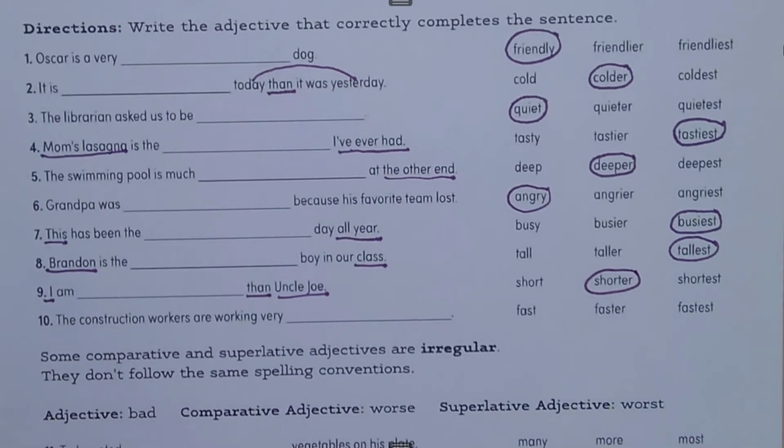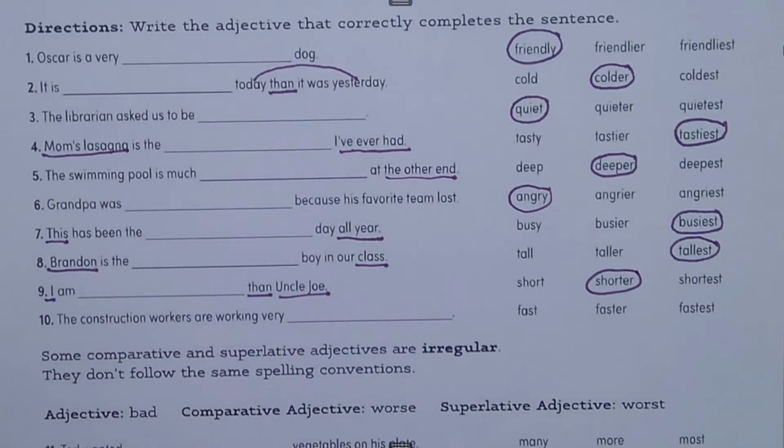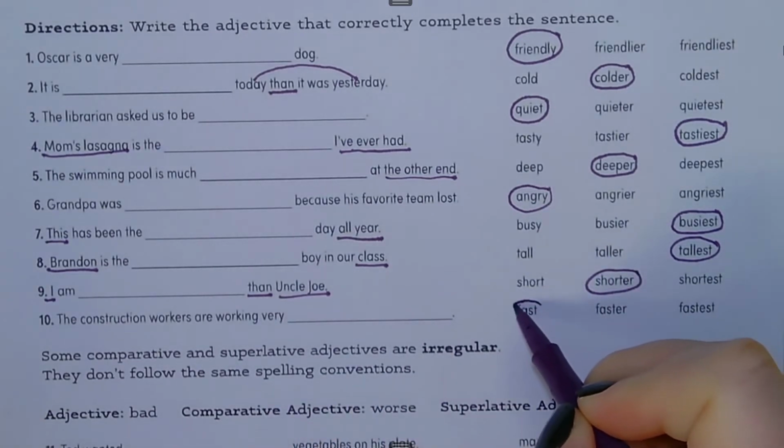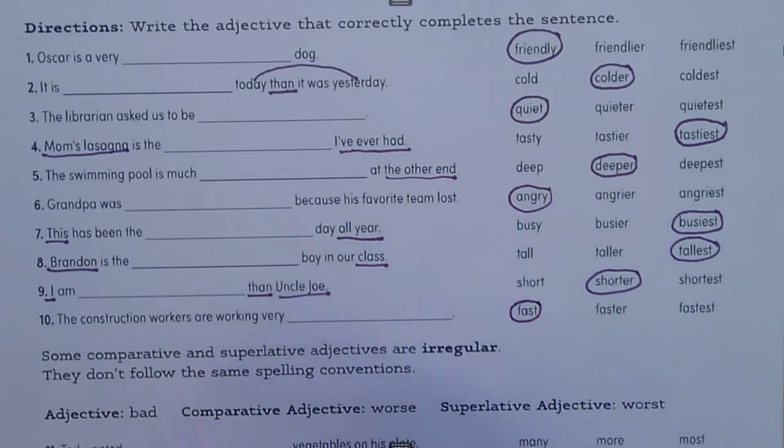The construction workers are working very blank. Are we comparing anything in that sentence? No. The construction workers are working very fast. Just the regular adjective fast is describing how they're working.